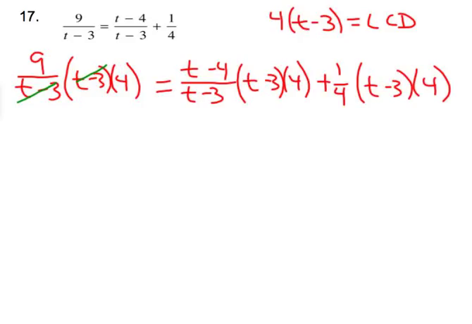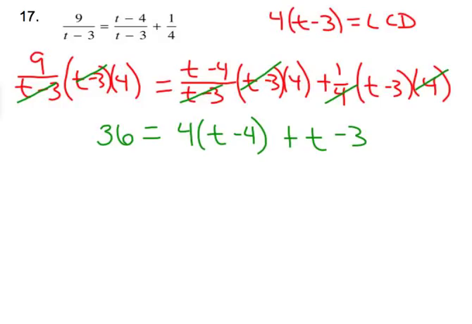Doing the multiplying there, I can see that the t minus 3 will cancel out the t minus 3, and I'm left with 9 times 4, or 36. Moving to the right side of the equation, the t minus 3 will cancel out t minus 3, and I'm left with 4 times the quantity t minus 4. On the 1/4 times that, I can cross off the 4's, and I'm left with t minus 3. And now I have a basic algebra problem that I can go in and solve, where 36 will equal 4t minus 16 plus t minus 3.